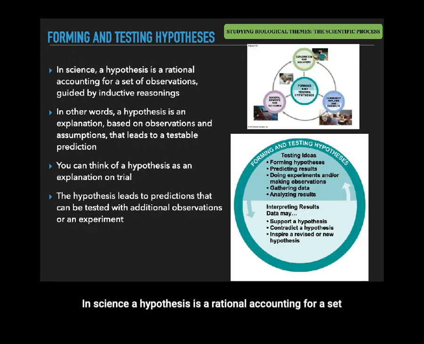In science, a hypothesis is a rational accounting for a set of observations guided by inductive reasoning. In plainer English, a hypothesis is based on observations and assumptions and leads to a testable prediction. You can think of a hypothesis as an explanation, but an explanation on trial. The hypothesis leads to predictions that can be tested with either additional observations or an experiment. An experiment is simply a scientific test, and is often carried out under controlled conditions.